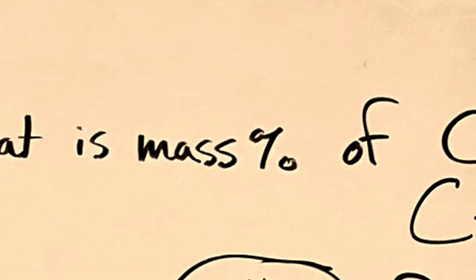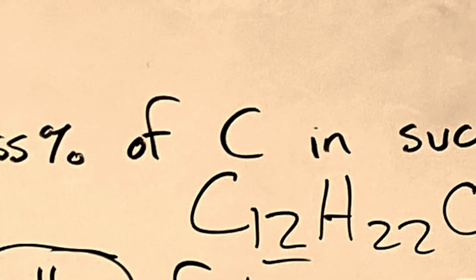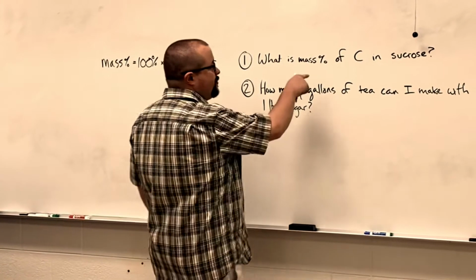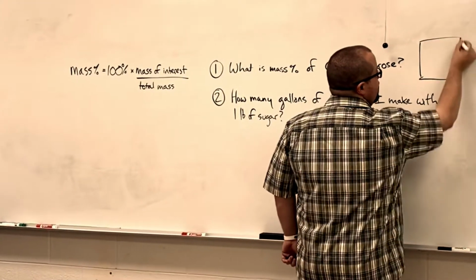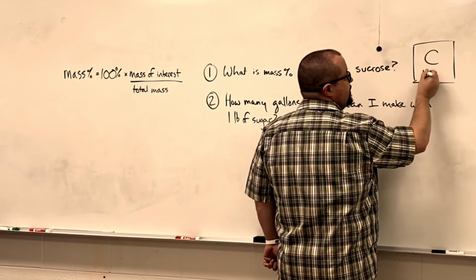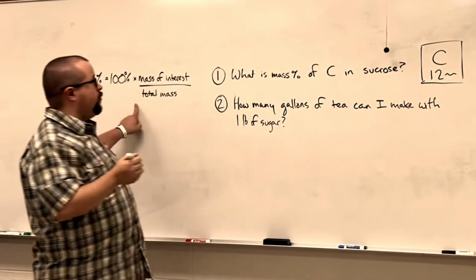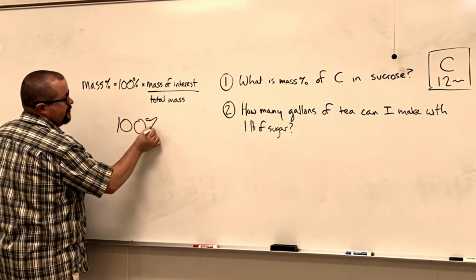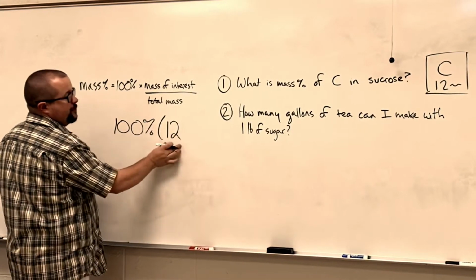So let's start out with what is the mass percent of carbon in sucrose? All right, mass percent of carbon in sucrose. We've got carbon on the periodic table, which weighs in at about 12 and change. So if I'm looking to use my formula, I'm going to take 100% times the mass of interest, which is 12 for my carbon.